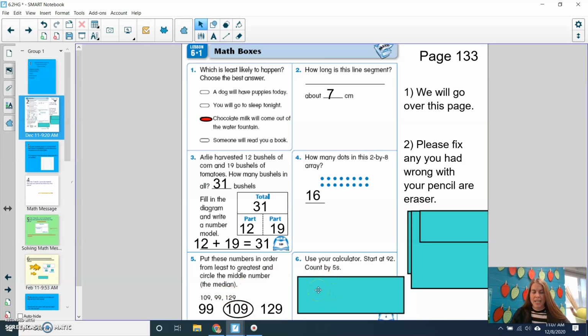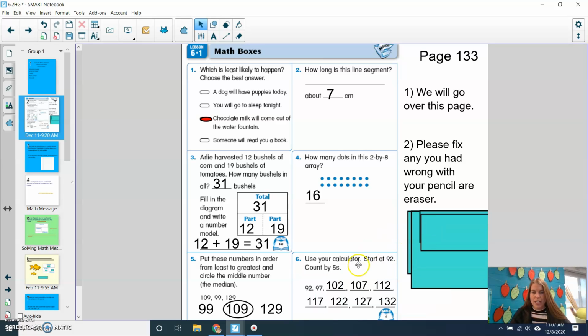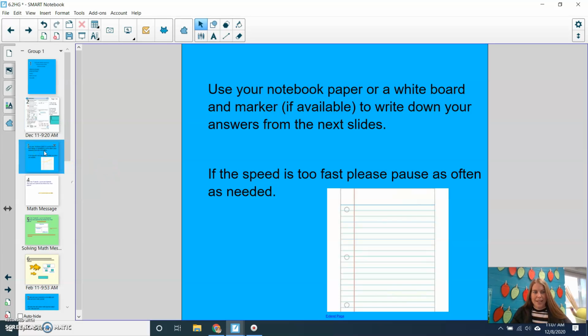For question 6, use your calculator, start at 92 and count by fives. So you would have had 102, 107, 112, 117, 122, 127, and 132. So if you can double check to make sure that you have this page correct before moving on to the next slide. For the next slide, I'm going to ask that you use your whiteboard and marker if available, or a notebook and pencil. If the speed is ever too fast, please pause as often as needed.